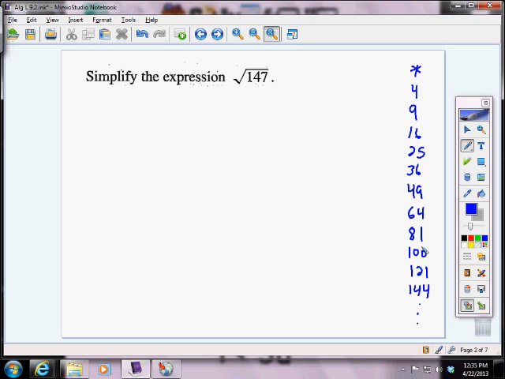100's not going to go into 147. 81's not going to go into 147. Let's try 64. I literally just take my calculator and divide. If I divide by 64, I get a decimal. So 147 divided by 49, I get 3. So what that means is I can take the square root of 147.